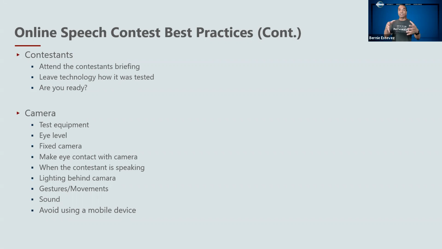And having a fixed camera will also allow you to mark the speaking area ahead of time, so that you don't even have to look at your picture in the computer to see whether you're coming off frame or not. So that is key, that you have the camera fixed and that it is at the eye level. And then you want to make sure that you make eye contact with the camera.